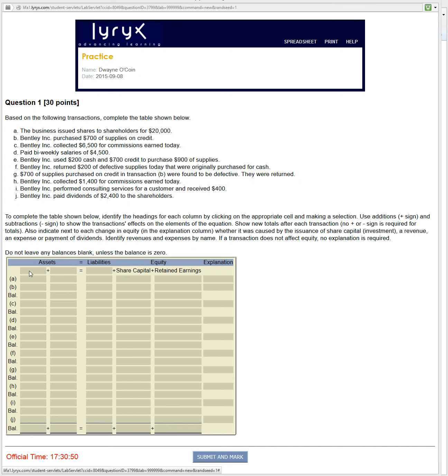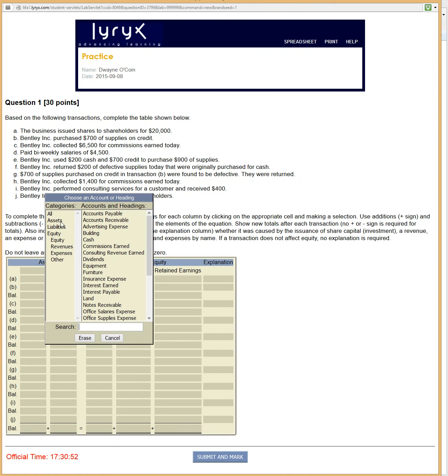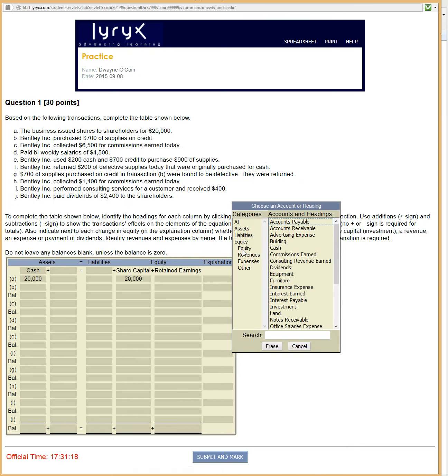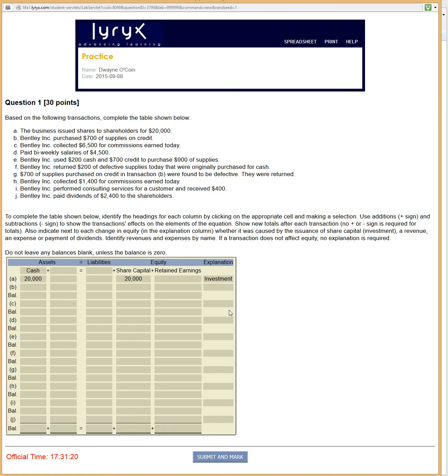The first transaction: the business issued shares to shareholders for $20,000. That means cash, as an asset, goes up by 20,000, and the share capital went up by 20,000. Since equity is affected, because we've got share capital here, we need to put in an explanation. So we go to equity, and there we go, investment, and that takes care of the first transaction.